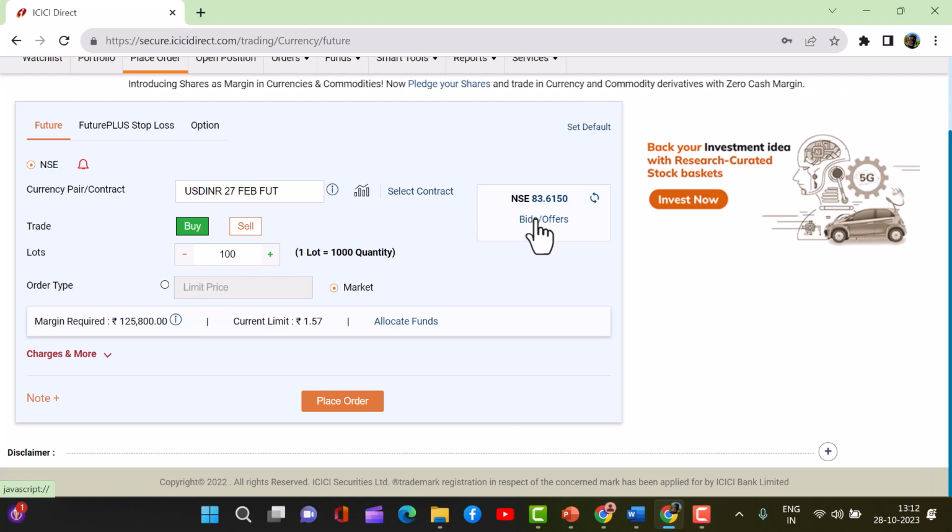This is the most important thing in your life to understand. Always don't forget to go and see the bid and offers before punching your order. This is a must, the first rule. Okay, just press. So what will it tell you?